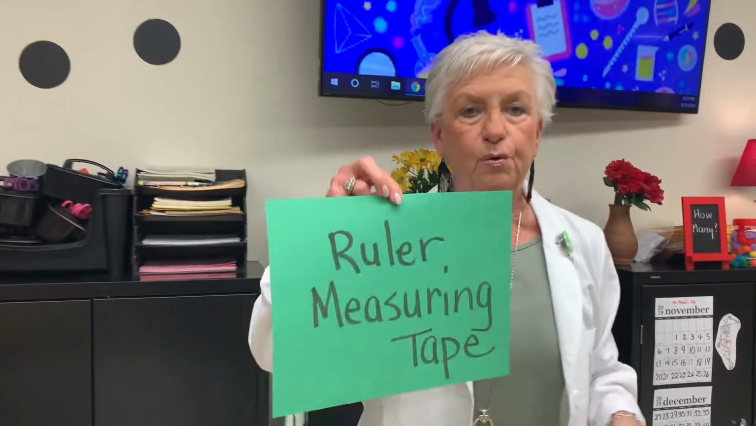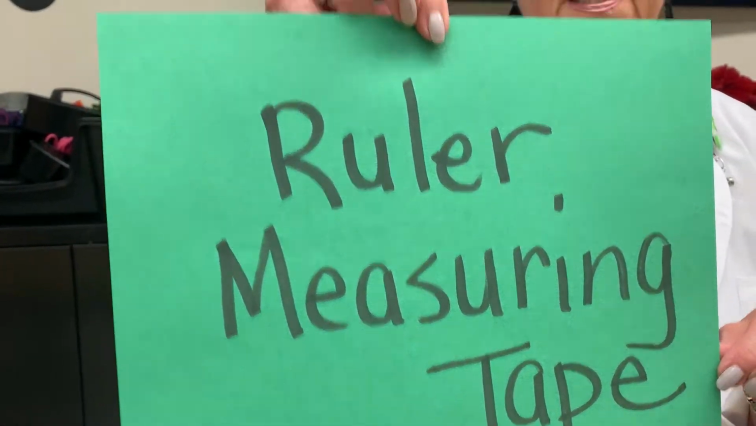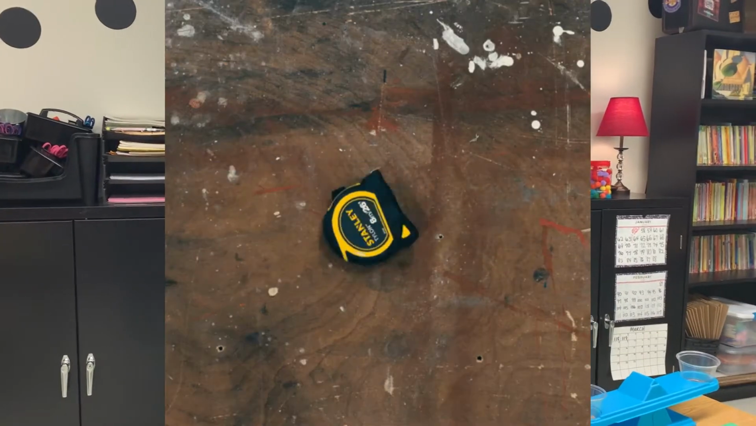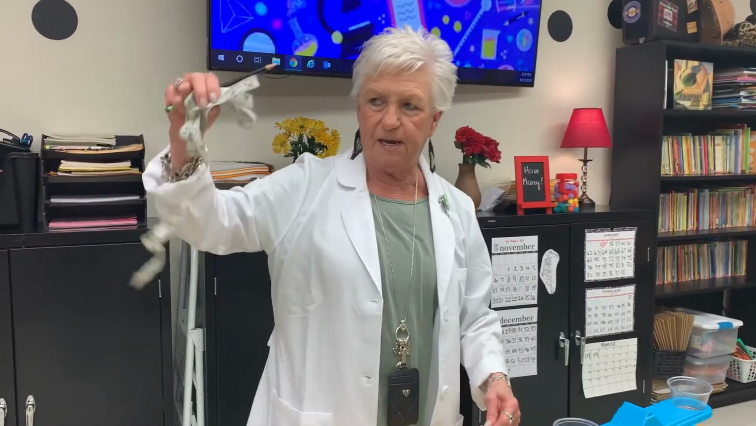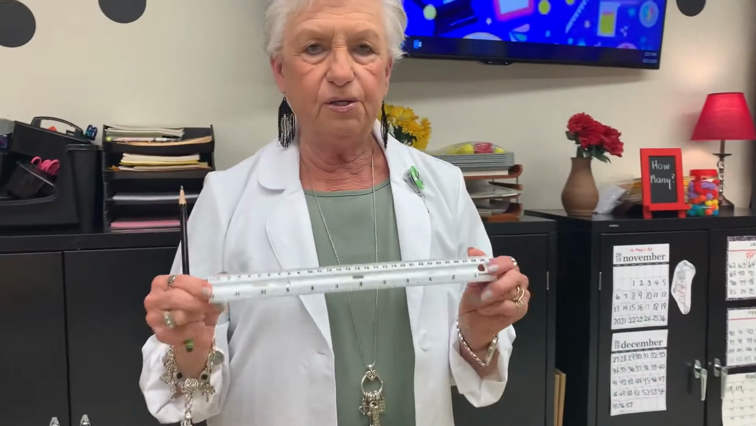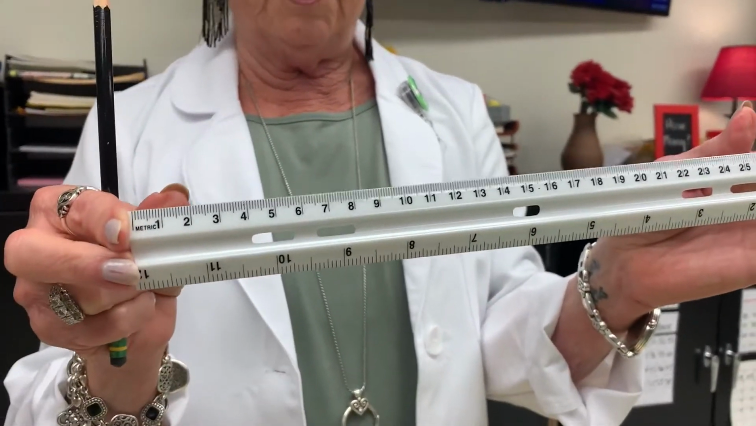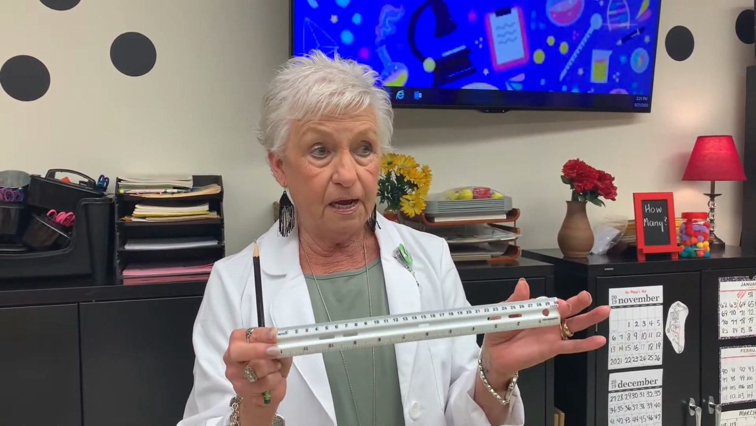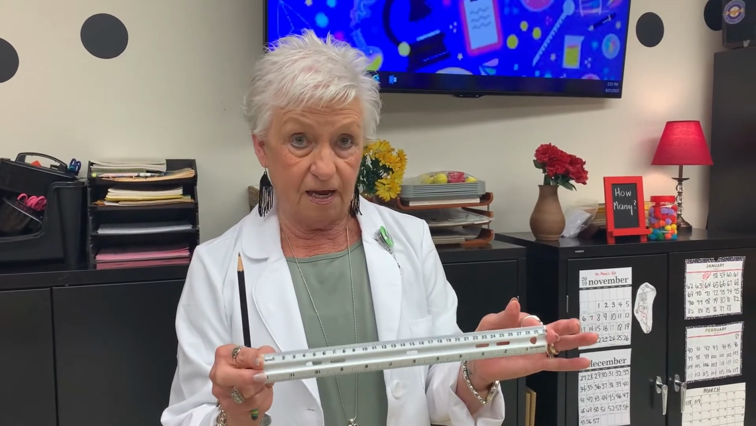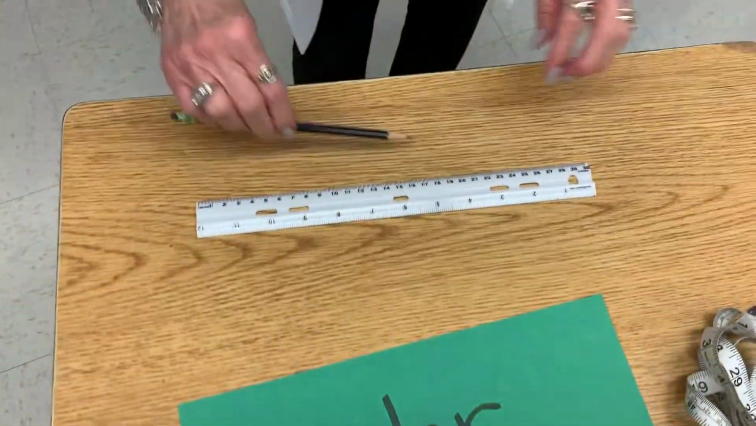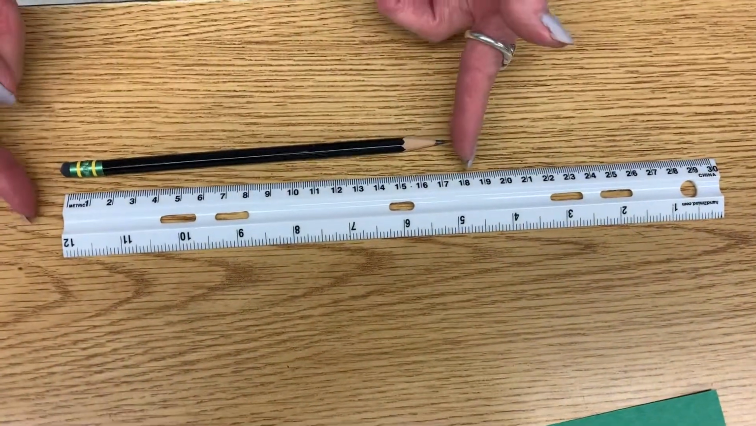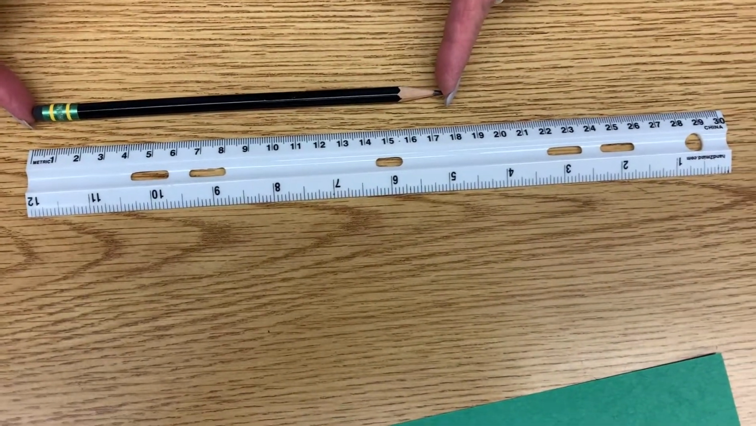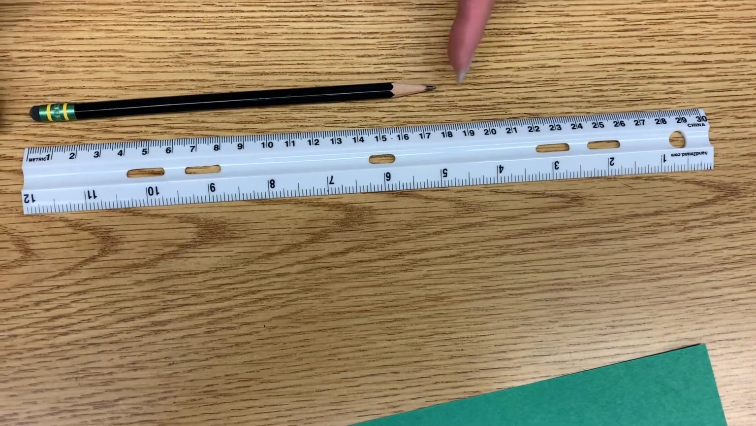Our first tool we're going to be talking about is the ruler or the measuring tape. And remember, we touched on that a little bit. This is the measuring tape. This is the ruler, and I showed you that it is in inches and centimeters. And remember, we use centimeters when we're measuring instead of inches in science. We use the metric system. So remember, I put the pencil down, and then I put the ruler by the pencil, and we figured out it was like 18 centimeters.